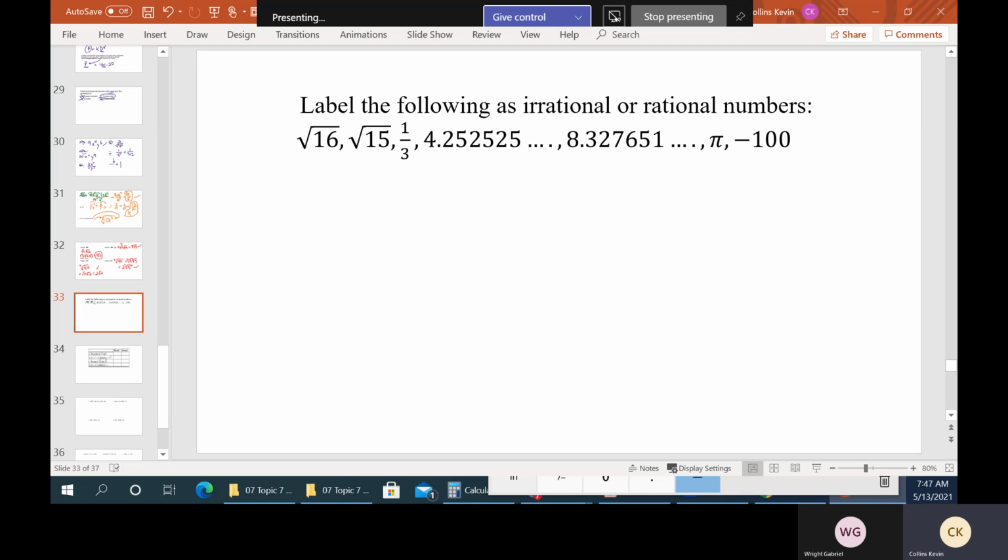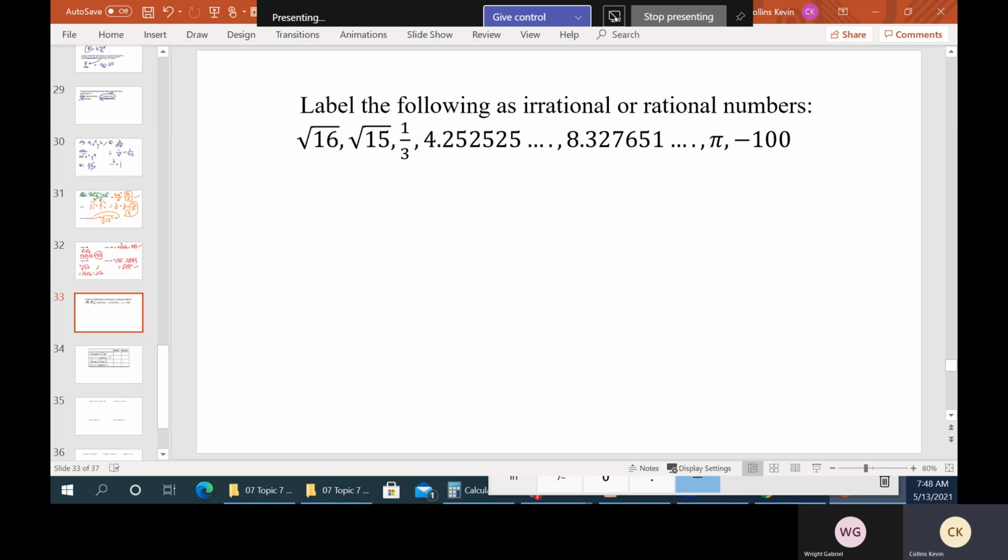Okay, it says label the following as irrational or rational numbers. So the only ones that are irrational are ones that don't repeat a decimal, or a decimal doesn't stop. Pi is an irrational number, so we know what to do with that one when we get to it. And any square root that isn't a perfect square will give you an irrational number. So that's our definitions here.